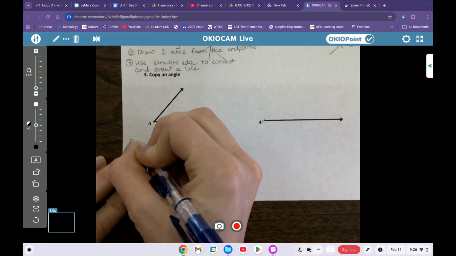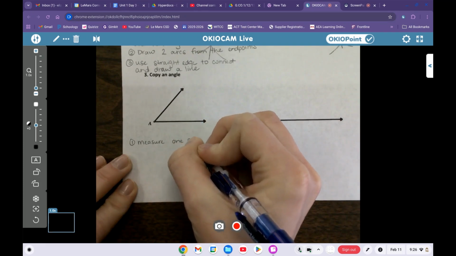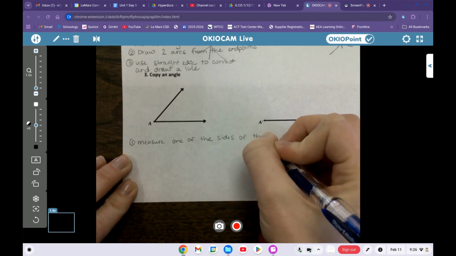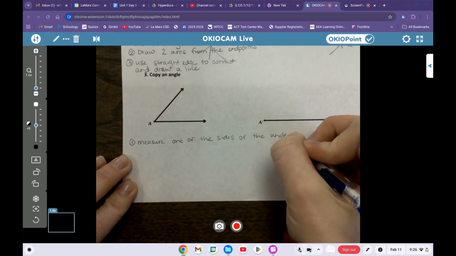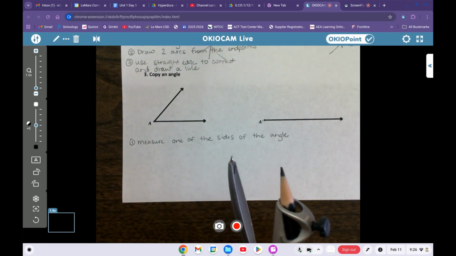So I'm just going to put, for step 1, we're going to measure one of the sides of the angle. Okay, it doesn't really matter which one you go to. I usually try to do the shorter of the two, just because it will cause me a little bit less work in the future. But if you happen to choose the longer side of the angle, it's not a big deal. You'll just have to maybe do something to get to the next step.